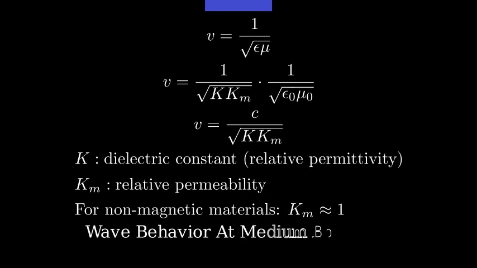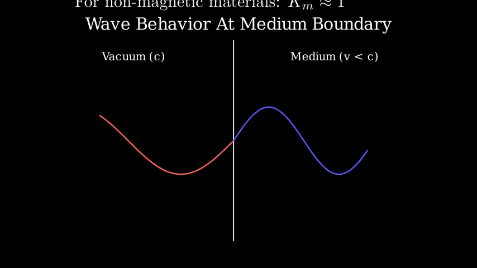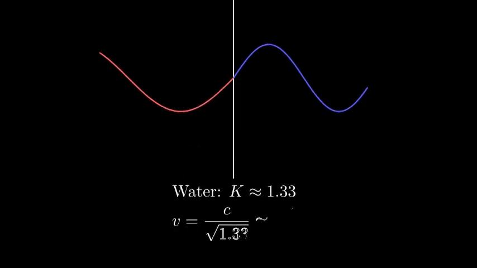Let's visualize how an electromagnetic wave changes as it travels from vacuum into a material. As the wave enters the medium, its wavelength shortens while its frequency remains constant. This causes the wave to slow down, as the velocity equals frequency times wavelength. For example, when light travels from air into water, which has a dielectric constant of about 1.33, the speed decreases by a factor of the square root of 1.33, which is about 1.15.